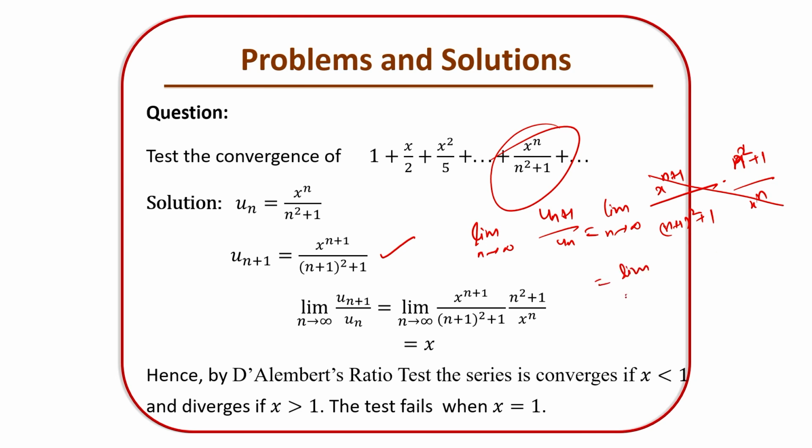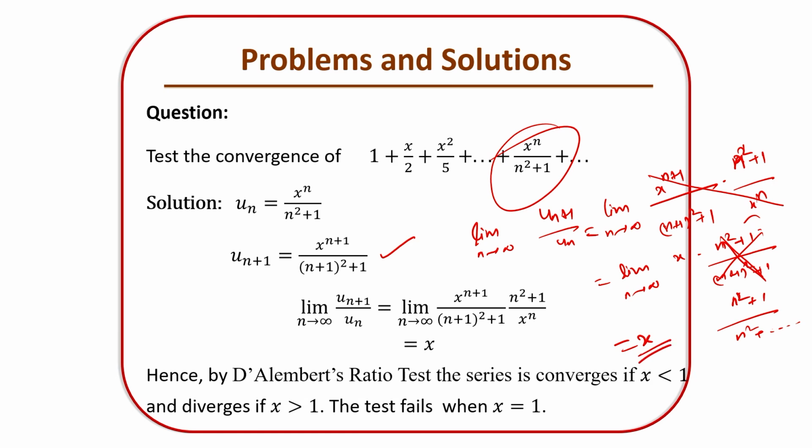So the limit as n tends to infinity of x into (n^2 + 1) divided by (n+1)^2 + 1, and this will make you 1 only. Why? Because it contains n^2 + 1 and here it also contains n^2 plus some numbers. So that's why this is 1. So this will come out to be x.